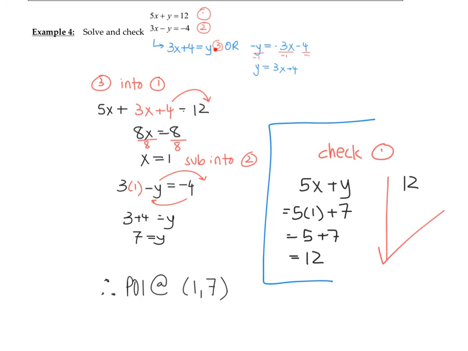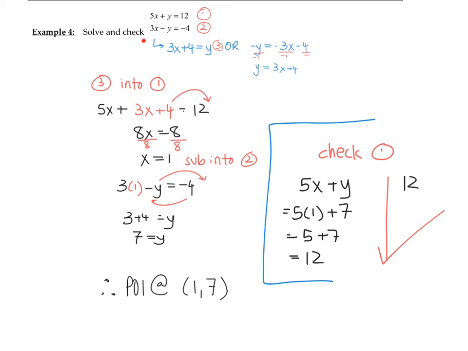So now I'm going to substitute equation 3 into the equation I haven't used, which is 1. So I had 5x plus 3x plus 4 equals 12. And then I isolated for x to get 1. Okay. Then I subbed this into equation number 2 because it was easier. You could have done it into 1. It obviously doesn't matter. Actually, in this case, it really, really doesn't matter. So I had 3 times 1 minus y equals negative 4. I did my switch, and I had 7 for y. So my point of intersection was 1, 7.